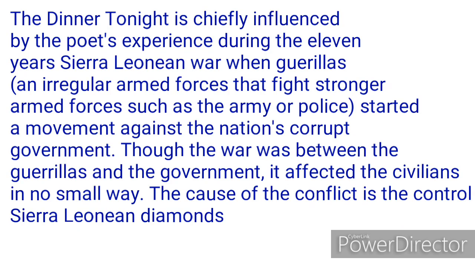Now, let's analyze the poem. The Dining Table is chiefly influenced by the poet's experience during the 11-year Sierra Leonean War, when guerrillas, irregular armed forces that fight stronger regular forces such as the army or police, started a movement against the nation's corrupt government. Though the war was between the government and the guerrillas, it affected the civilians in no small way. The cause of the conflict is the control of Sierra Leonean diamonds.